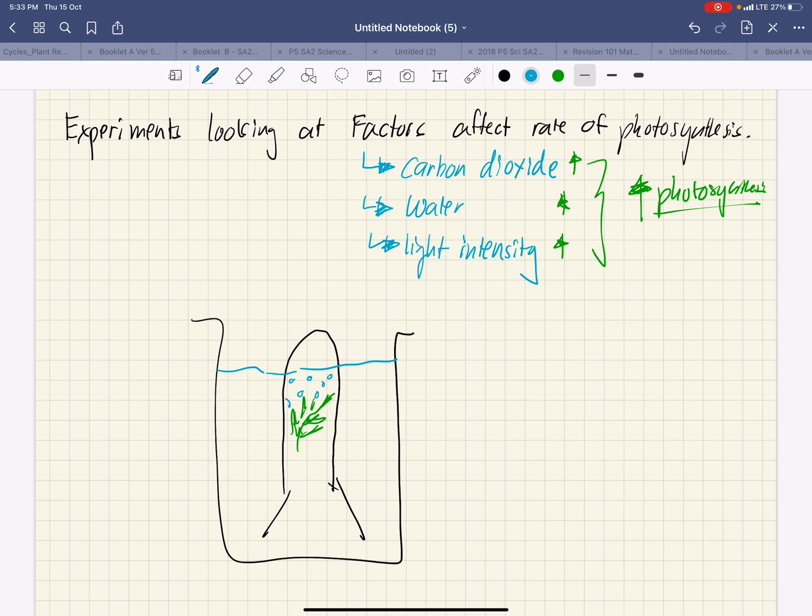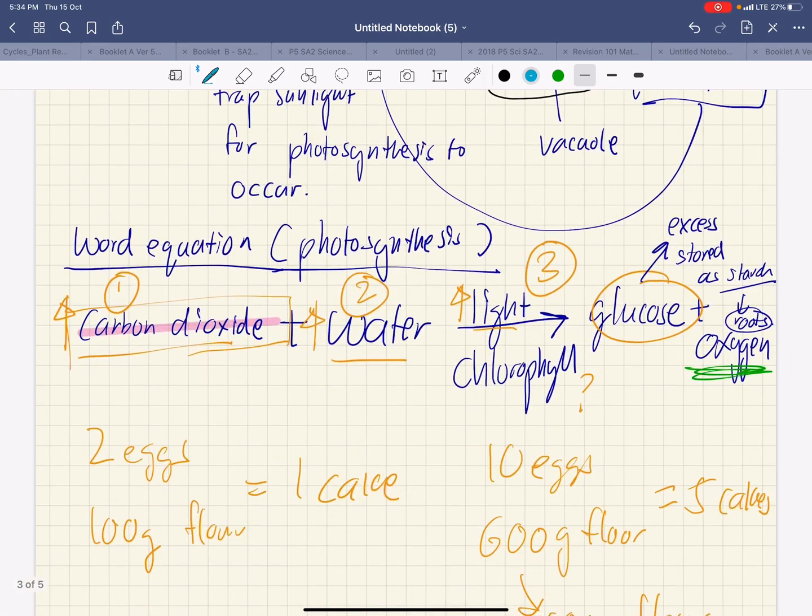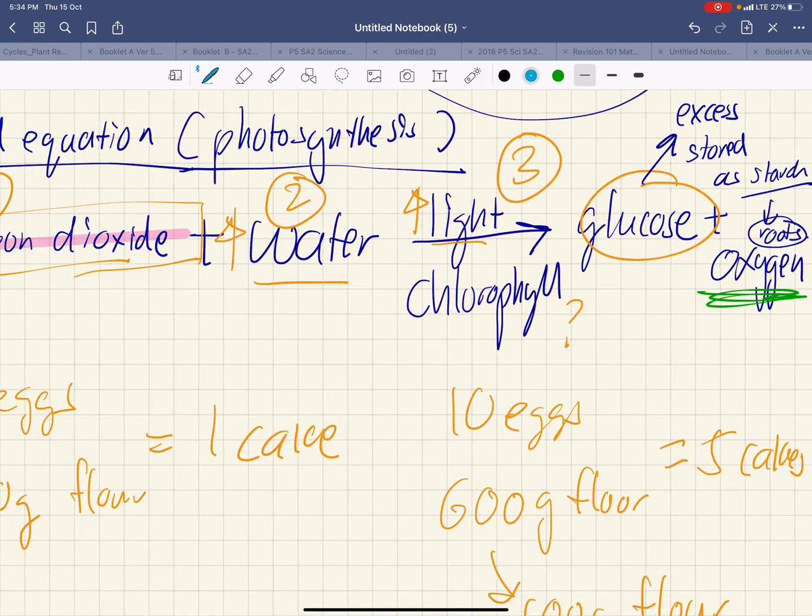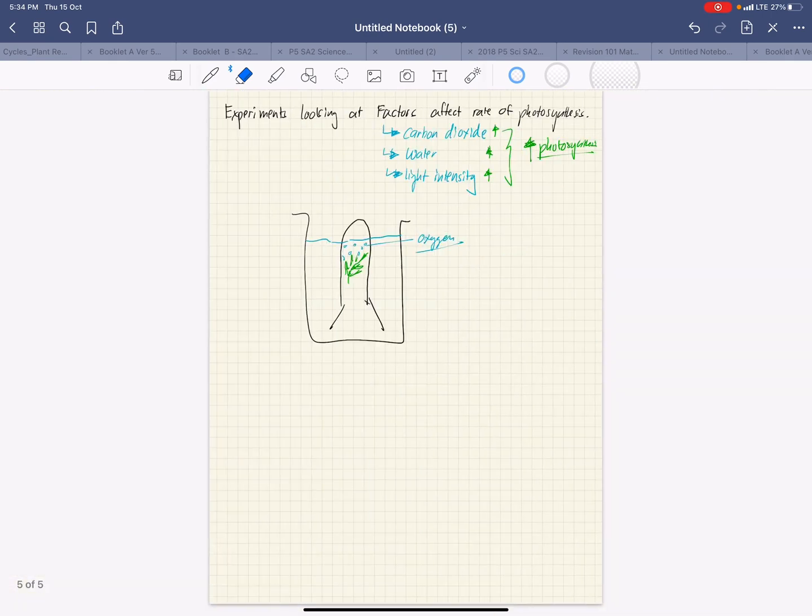Now, these tiny air bubbles are actually oxygen. If you recall, oxygen is the waste product of photosynthesis. If you take a look at this equation again, because oxygen is produced as a byproduct of photosynthesis, the faster the rate of photosynthesis, the more bubbles you get. That is very logical, so you're able to actually see that happening.